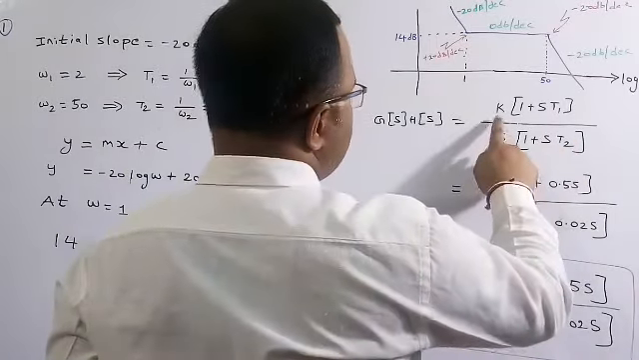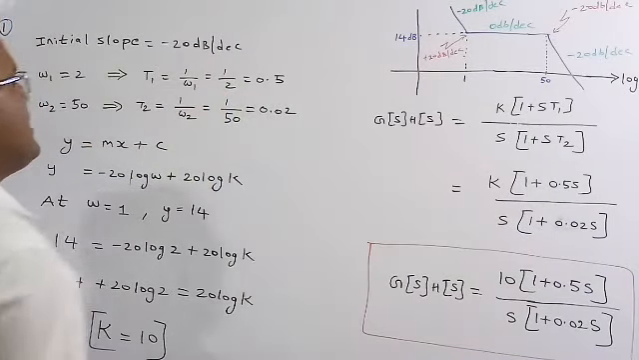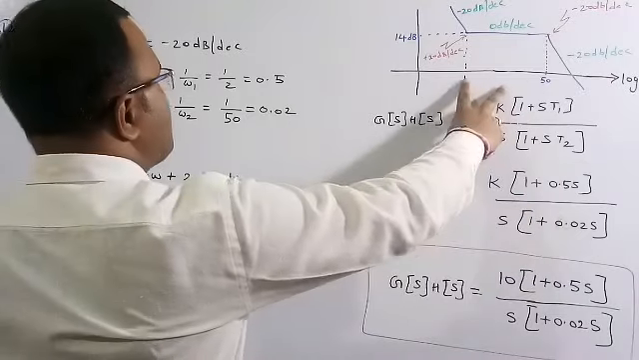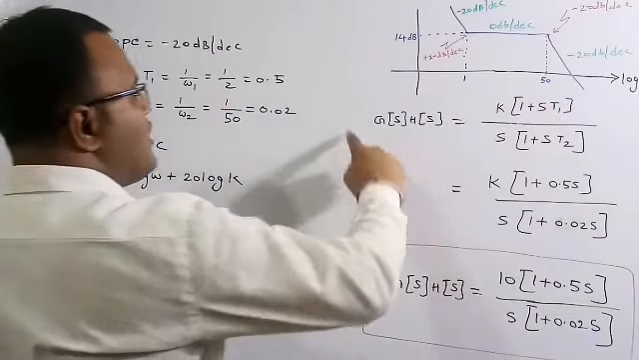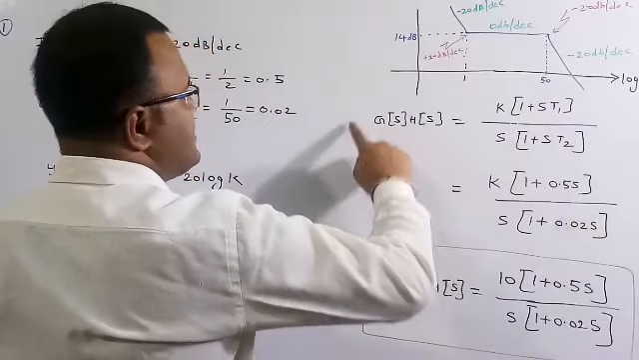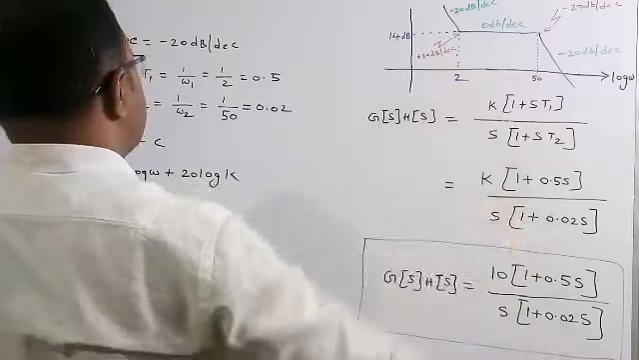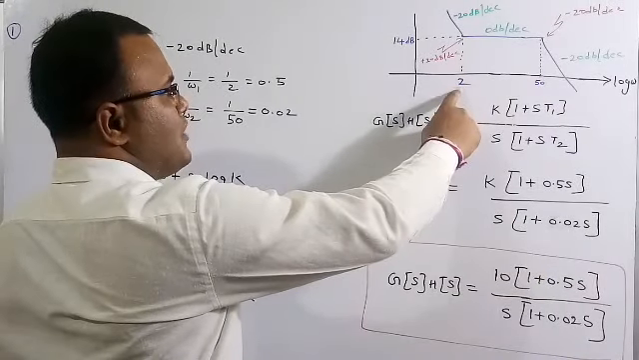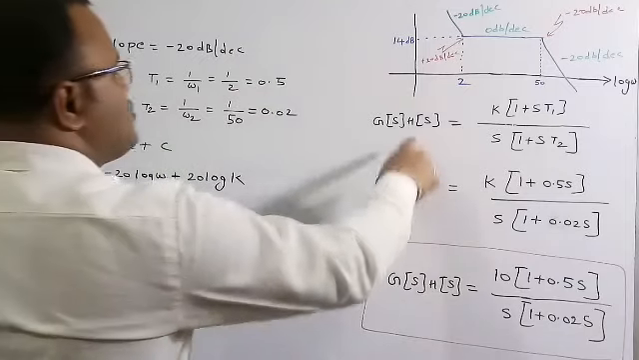See here, the initial slope is minus 20 decibels per decade. Here there are two corner frequencies. This equation is called the standard representation. I have written it in a wrong way. It is 1, but actually it is 2. So there are two corner frequencies, 2 and 50.